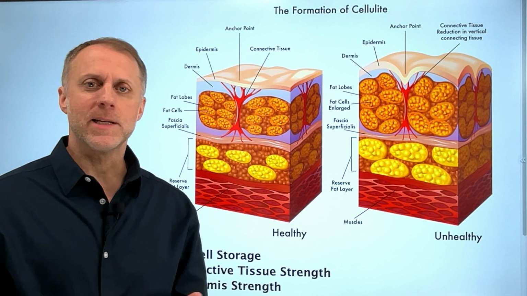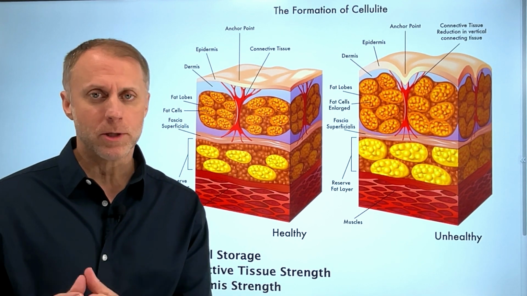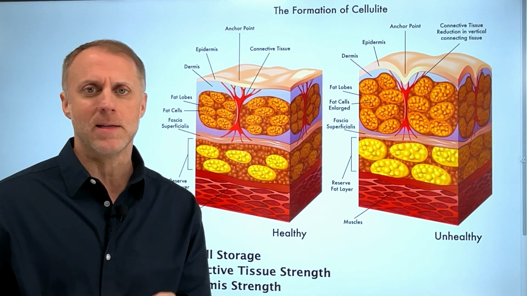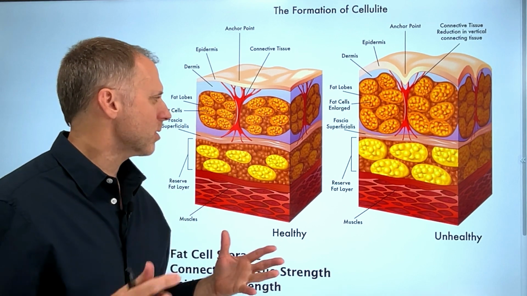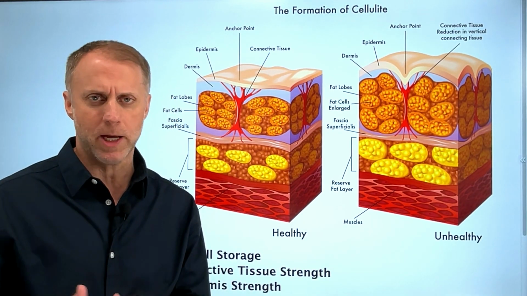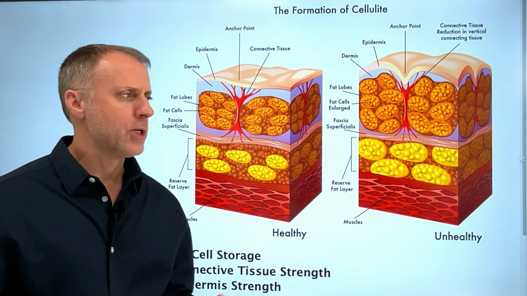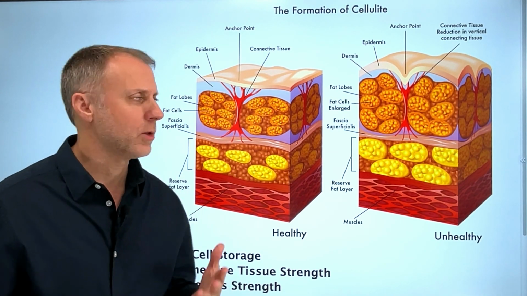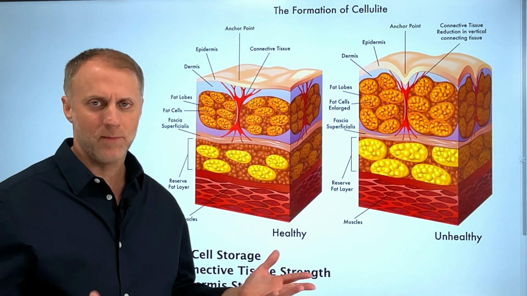So cellulite is an issue that seems to show up most commonly on the hips, thighs, and buttocks. And it also seems to show up more commonly for women than it does men. And I'm going to help you understand why in just a minute. But to understand cellulite, we really need to look at the structure of the skin.